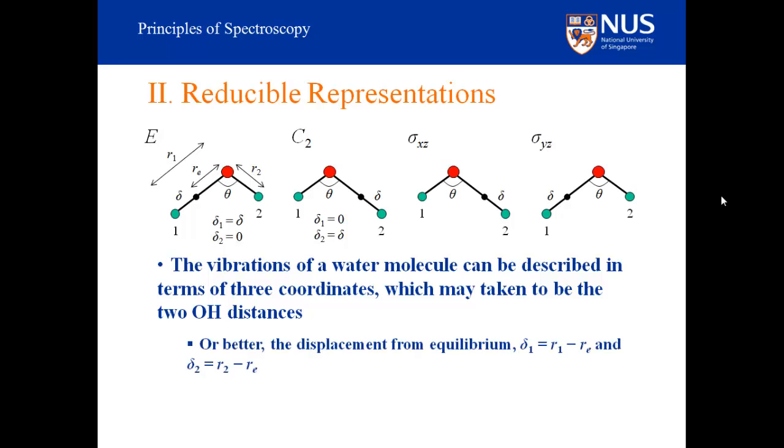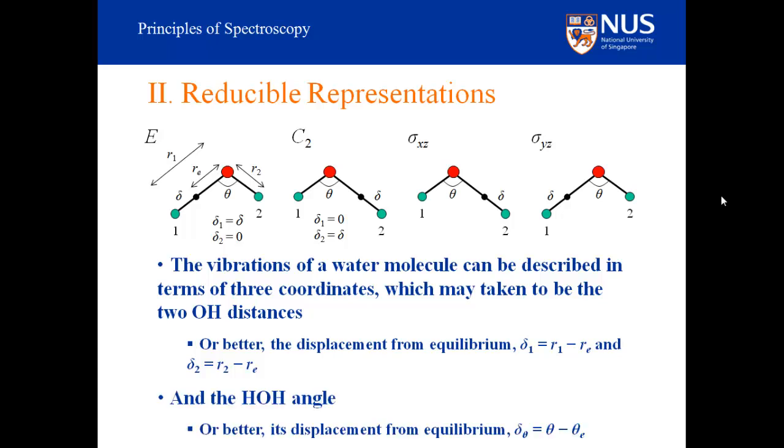In fact, it is better to use the displacement from equilibrium. So we can have a displacement of bond 1 away from equilibrium, that is delta 1 is equal to R1 minus Re, and a displacement of bond 2 away from equilibrium, that is delta 2 is equal to R2 minus Re. Similarly, we can have a displacement of the bond angle away from equilibrium, that is delta theta is equal to theta minus theta e.